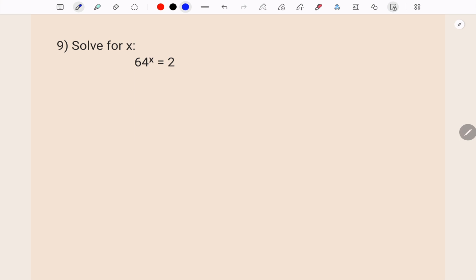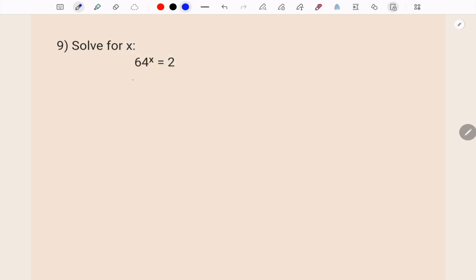Now let's solve the next question. We have 64 raised to the power of x equals 2, and we need to find the value of x. So clearly here in this question, it is difficult to write 2 as powers of 64. But can we write 64 as powers of 2? Yes. Let's see how we can do that.